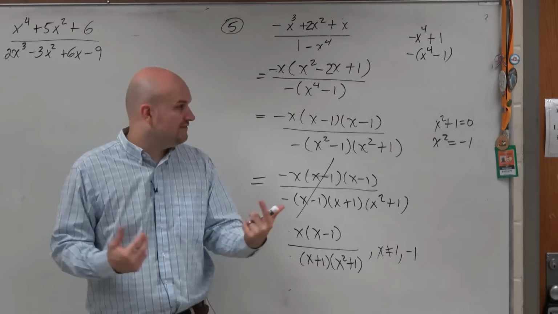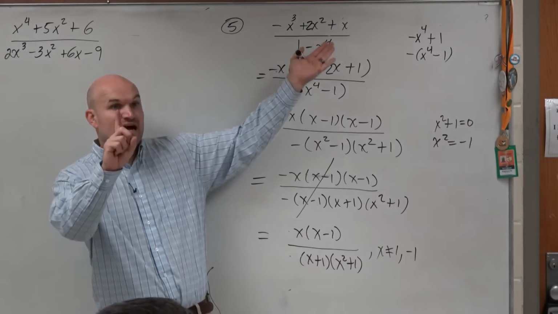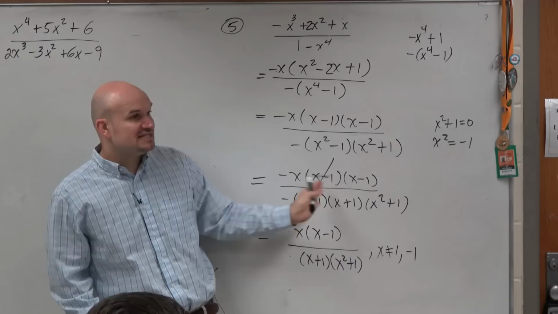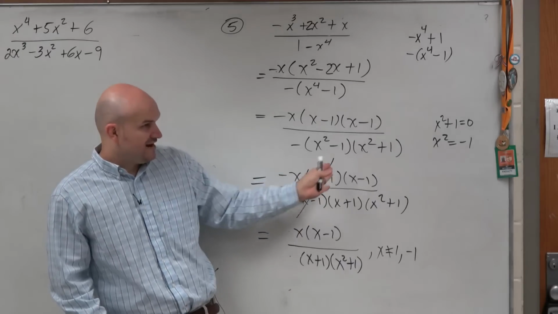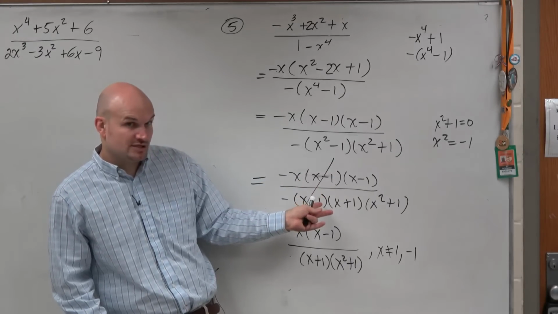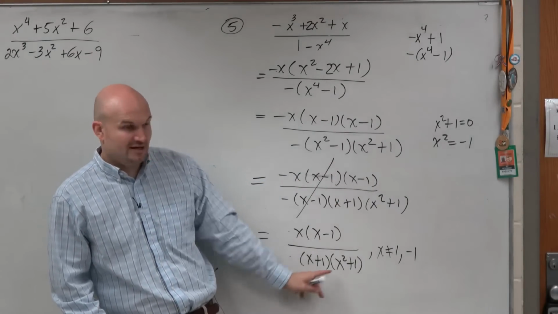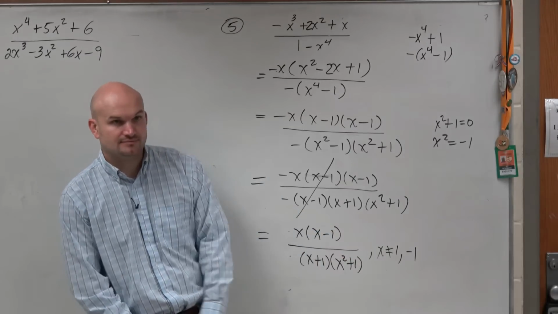So all I'm trying to advise you is, step 1 is to factor. But before you simplify it, identify your domain, identify those restrictions. Then you can simplify it, and then just write the restrictions at the end.